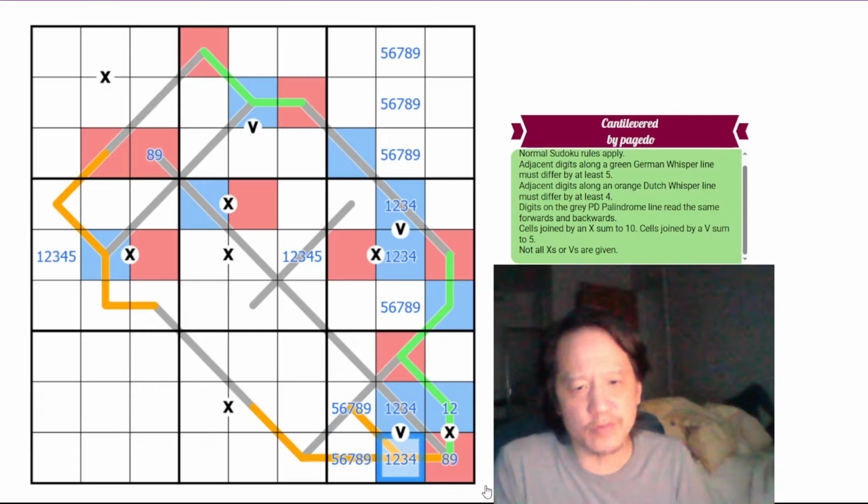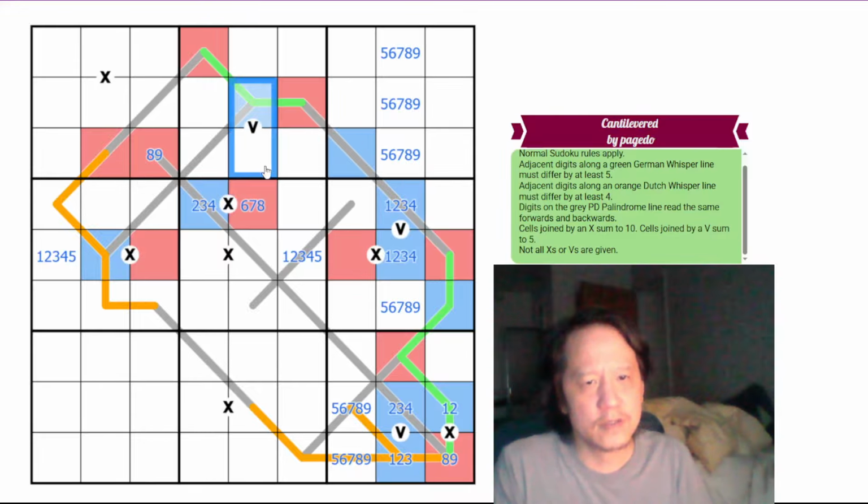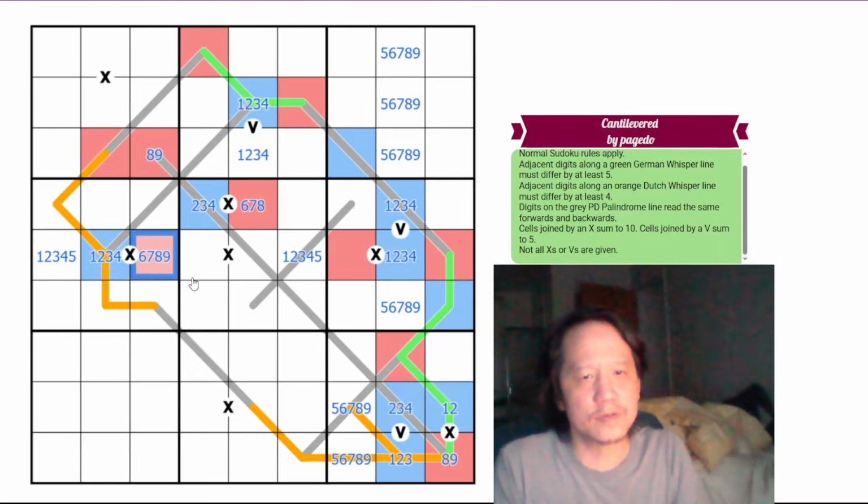Obviously this can't be 4 because if this is 4, that would be next to 3 unique digits on a whisper 4 line, which is not possible. So this can't be 1. This is 2, 3, or 4, so 7, 8, or 6, 7, or 8. This is 1 through 4. 1 through 4, 6 through 9.